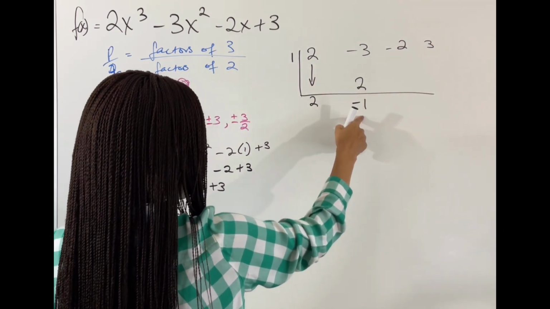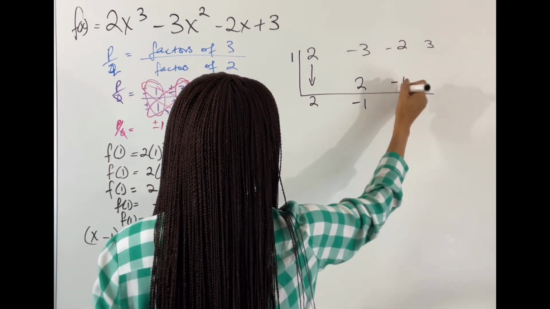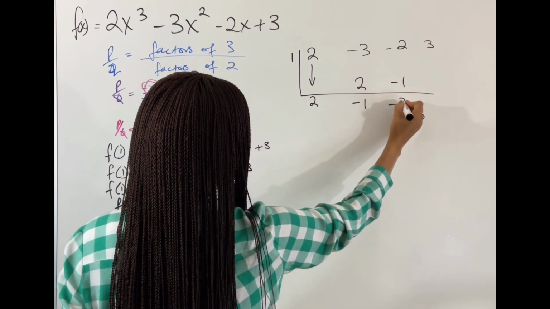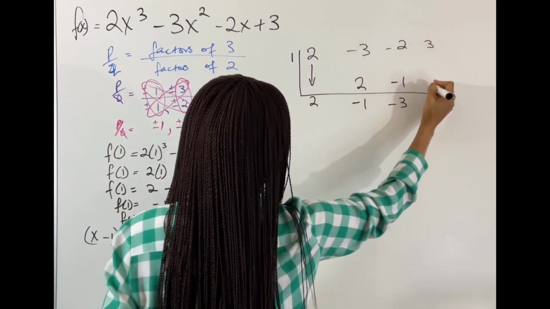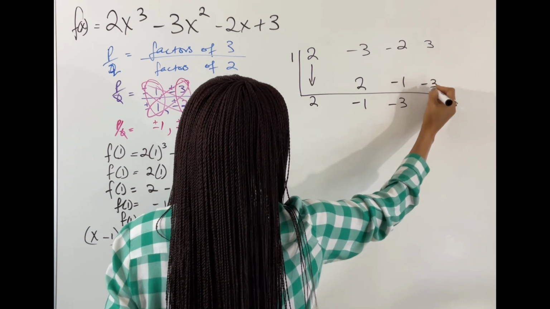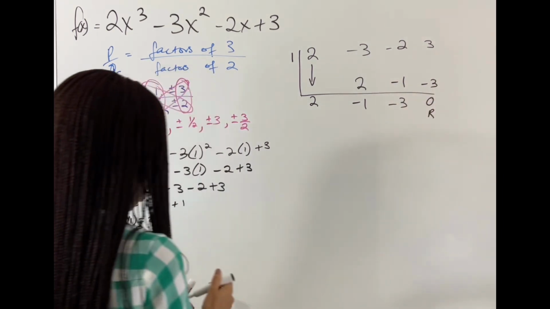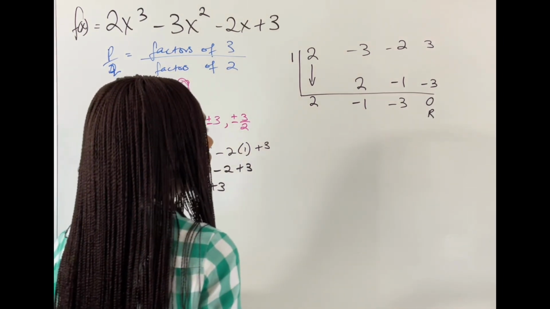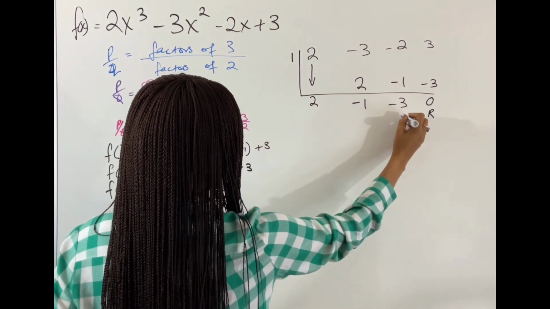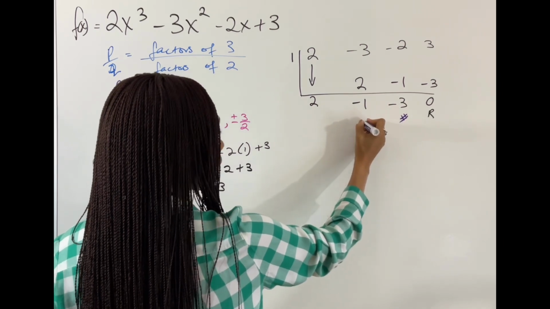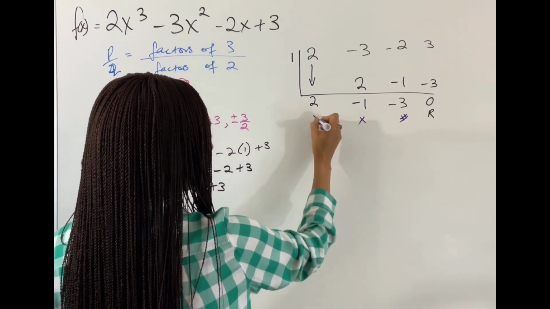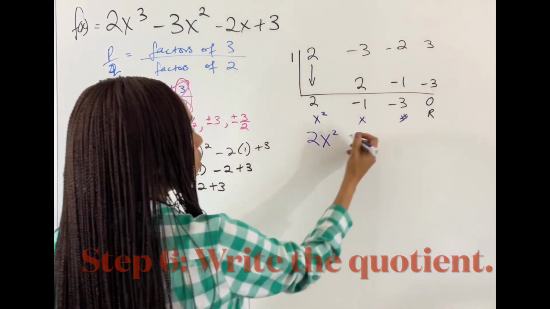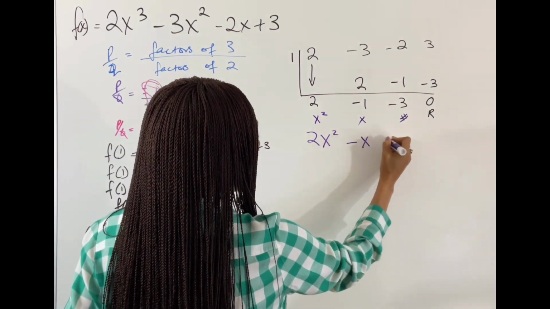1 times negative 1 is going to be negative 1. Negative 2 plus negative 1 is going to be negative 3. 1 times negative 3 is going to be negative 3, and this is going to be 0, our remainder. Now, because we have 0 as our remainder here, we can now state that this is going to be our number, this is going to be our x value, and this is going to be our x squared values. So we will end up with 2x squared minus x minus 3.